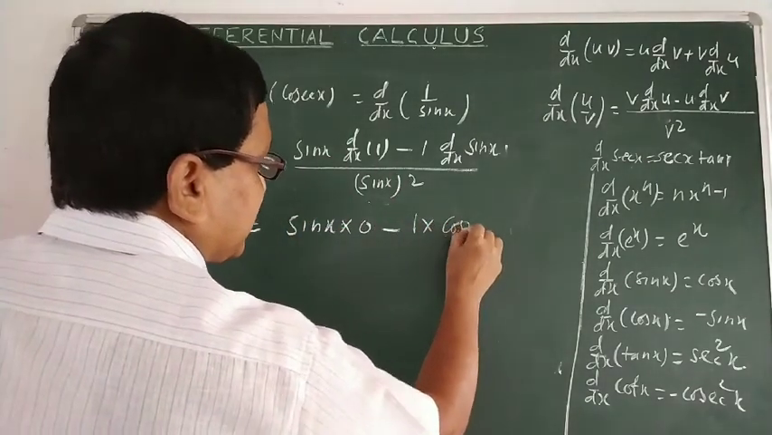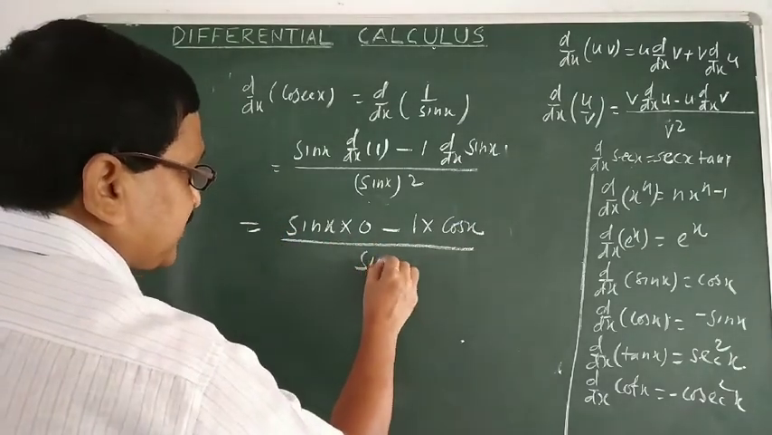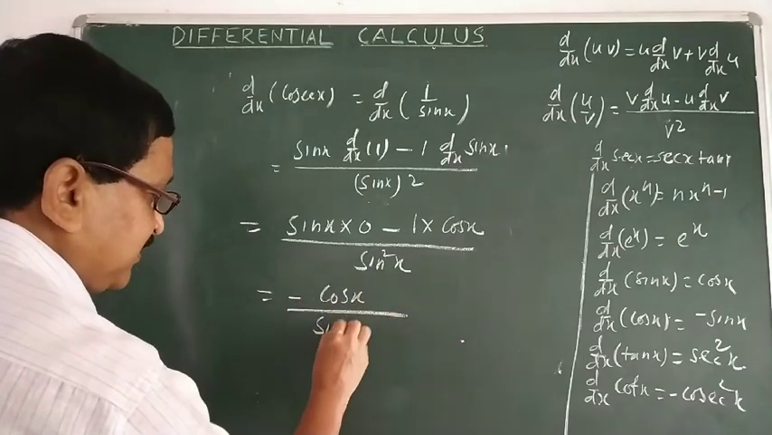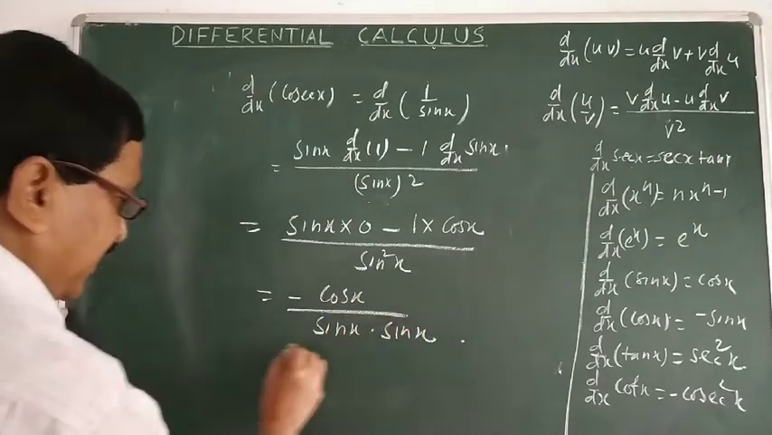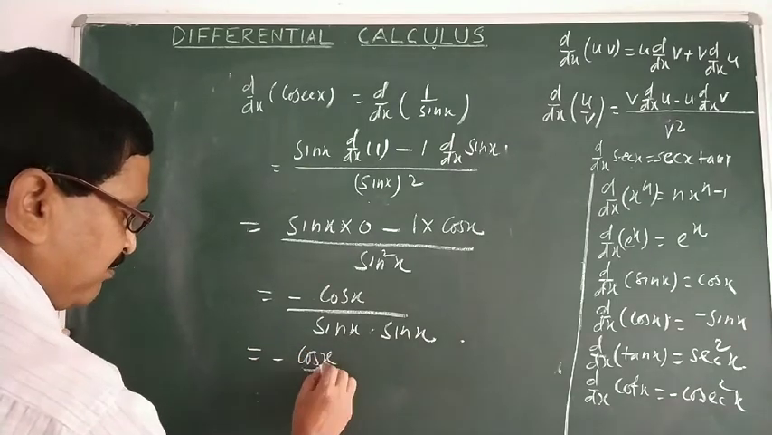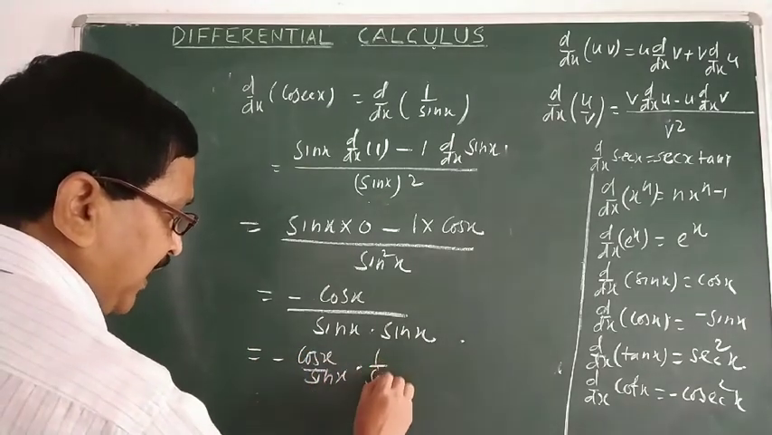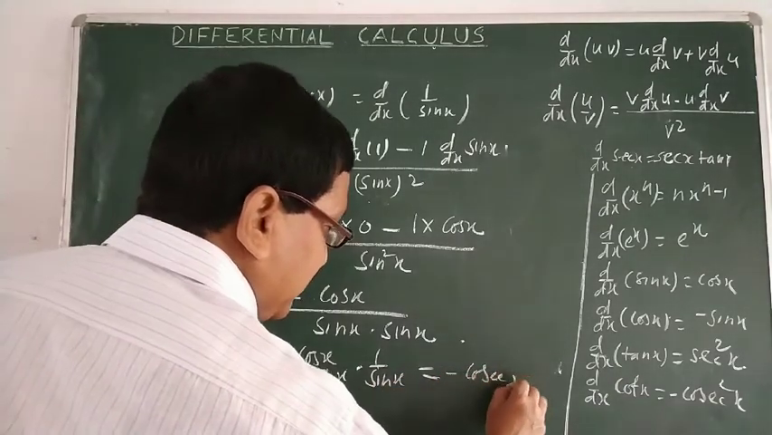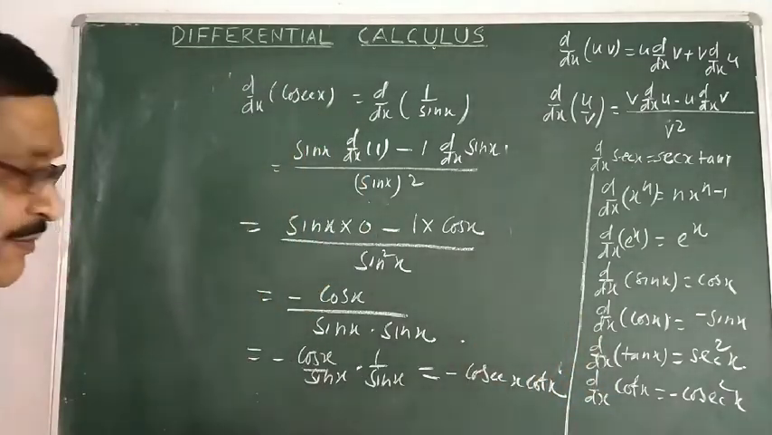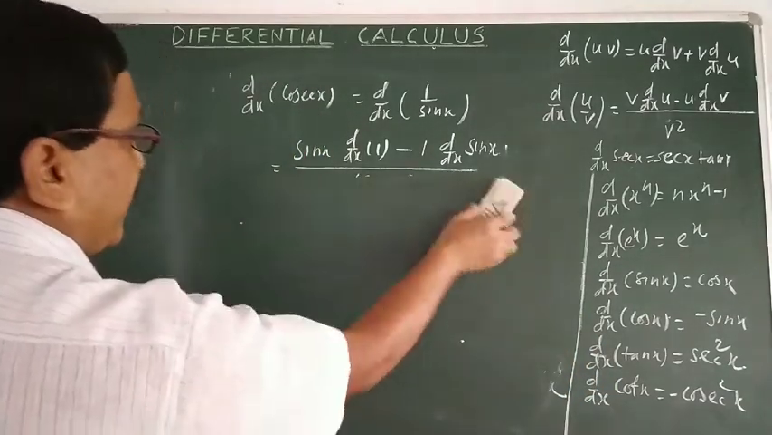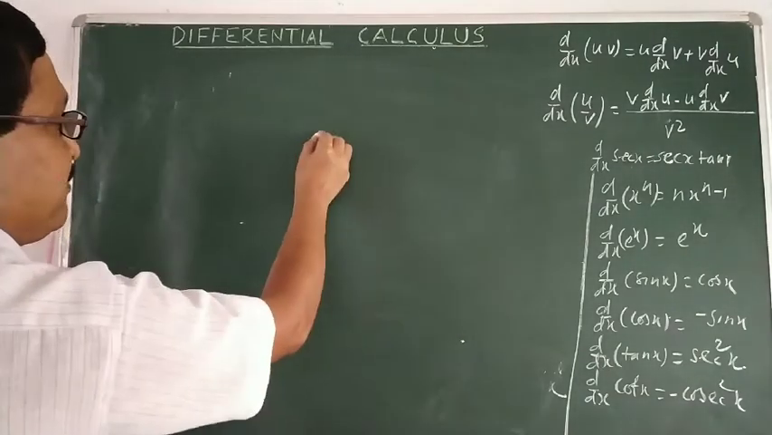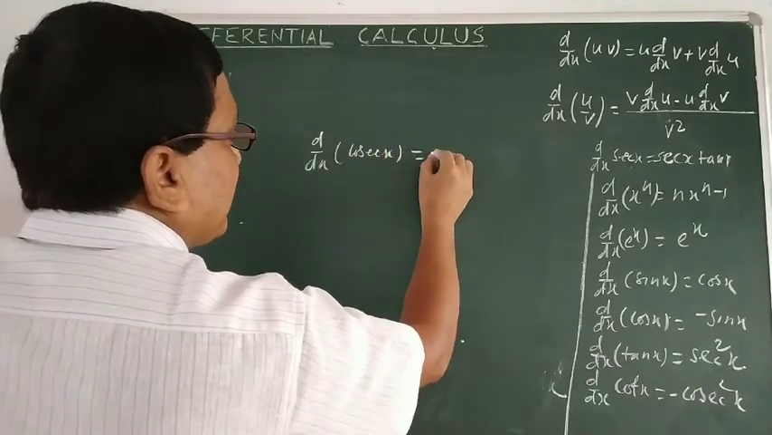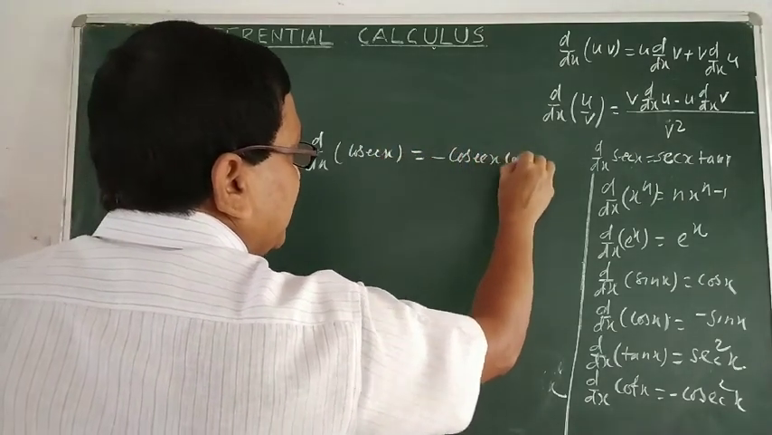into sin x is cos x by sin square x. So we can write this minus cos x by sin x into sin x. Again, this is minus cos x by sin x into 1 by sin x. So 1 by sin x is cosec x. So minus cosec x into cot x. So this is the last differentiation of the day. So hence finally d by dx of cosec x is equal to minus cosec x into cot x.